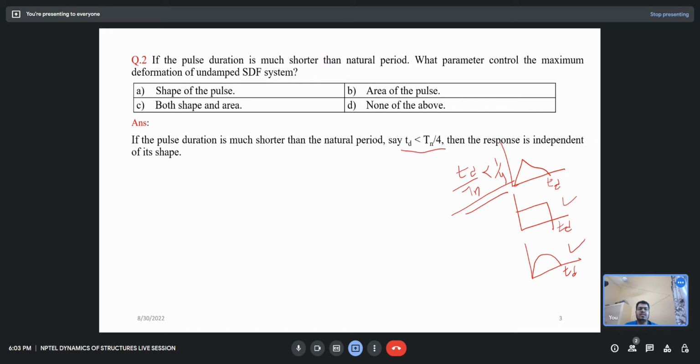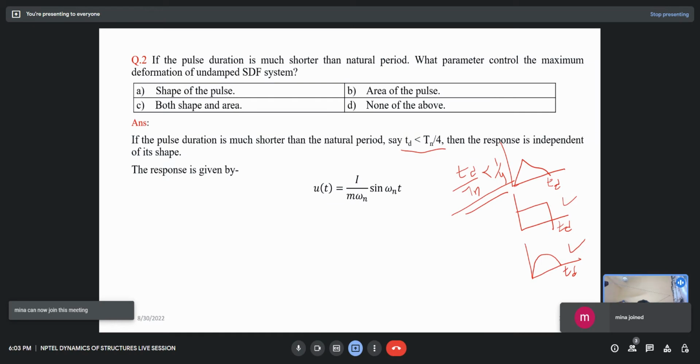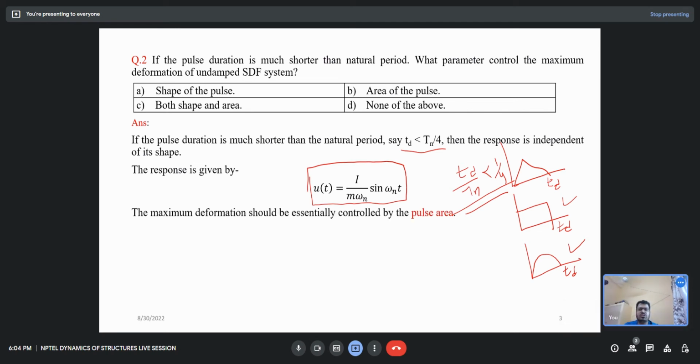If it is independent of the shape, then the response is given by, as you have seen if you have gone through the NPTEL lectures from week 5, the response for the impulse is given as u(t) is equal to I by m omega n into sine omega n t. So the maximum deformation is essentially controlled by the pulse area, so option B is correct. Is there any doubt in this question? Anyone?